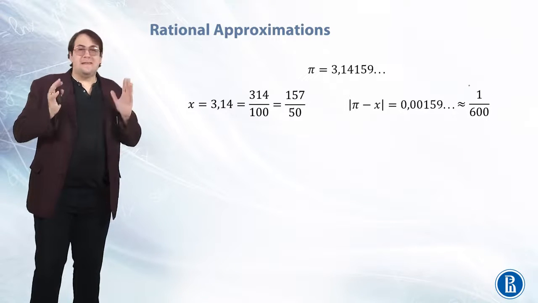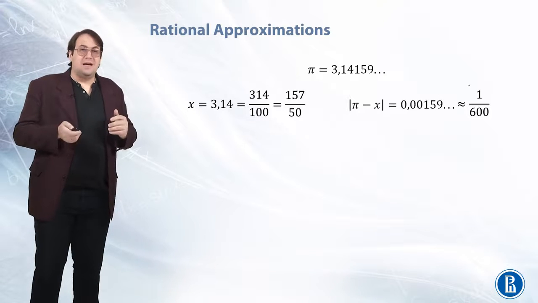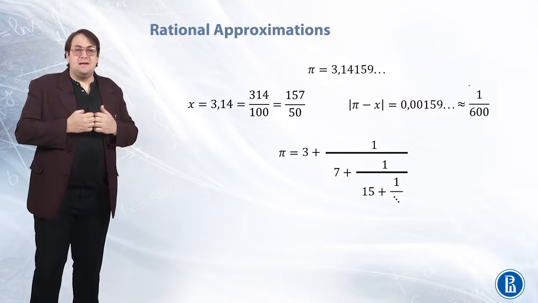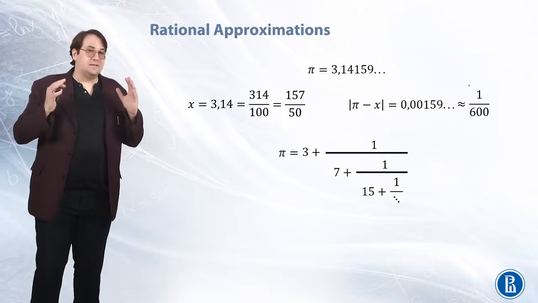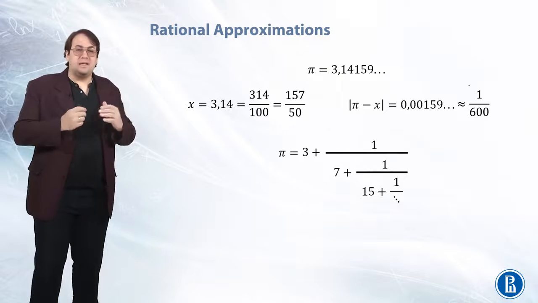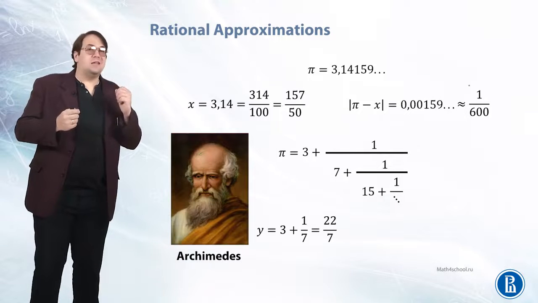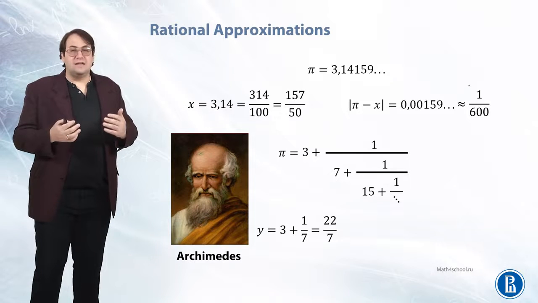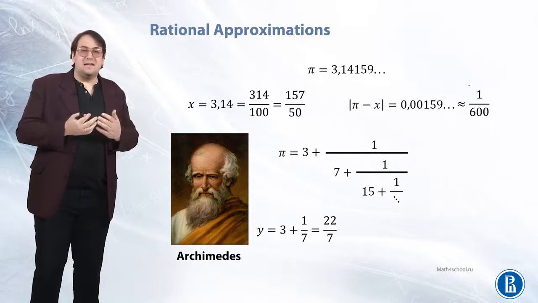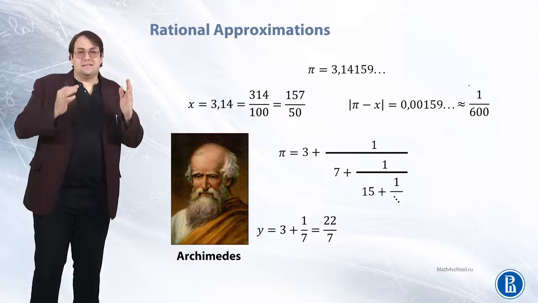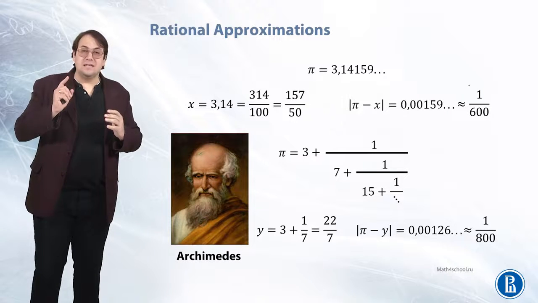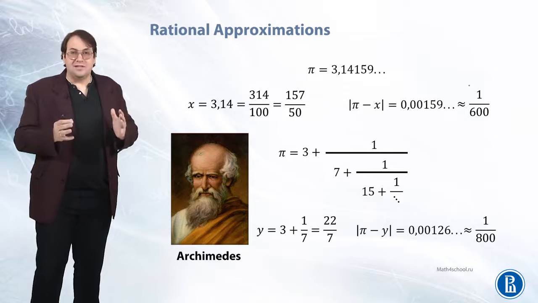However, if we take the continued fraction for the number pi, and we have already found its elements, and just take a convergent not so far from the beginning of this continued fraction, namely, if we take y equal to 3 plus 1 over 7, which is actually 22 over 7, the approximation for pi used by Archimedes himself, then the distance between pi and this new approximation y is equal to 0.00126, which is approximately 1 over 800.